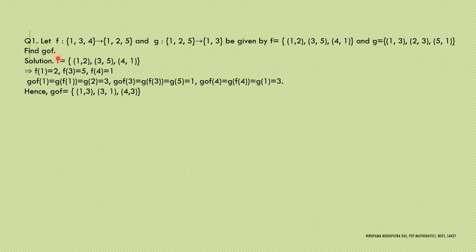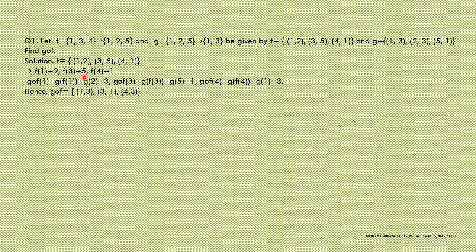And the question is, we have to find G of F. As you know, when F is a function from A to B, and G is a function from B to C, G of F is a function from A to C. So we have to find G of F(1), G of F(3), G of F(4). Now G of F(1) means G of F(1). F(1) equal to 2, so G(2) equals 3. G of F(3) means G of F(3).